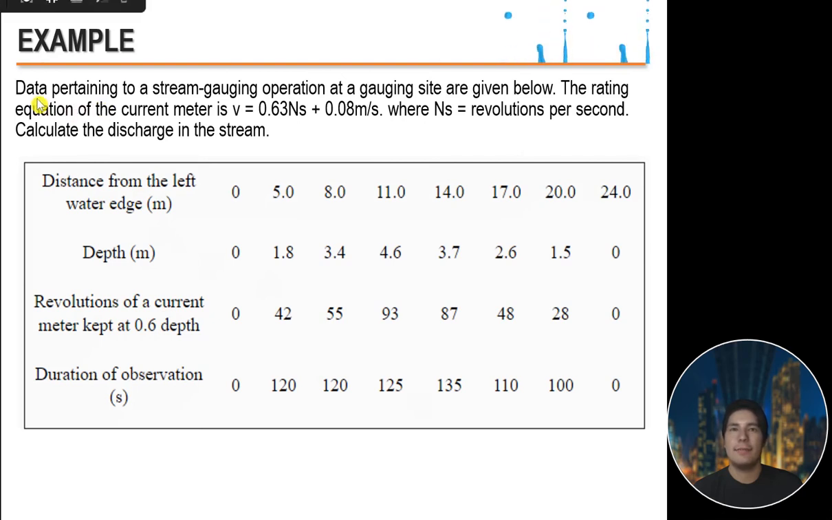problem here, sample problem. Data pertaining to a stream gauging operation at a gauging site are given below. The rating equation of the current meter used is 0.63 ns plus 0.08 meter per second, where ns is the revolution per second. So we calculate the discharge of the stream. Again, given the distance from the left water edge in meters, the depth and the revolution of a current meter kept at 0.6 of the depth, and also the duration of the observation.